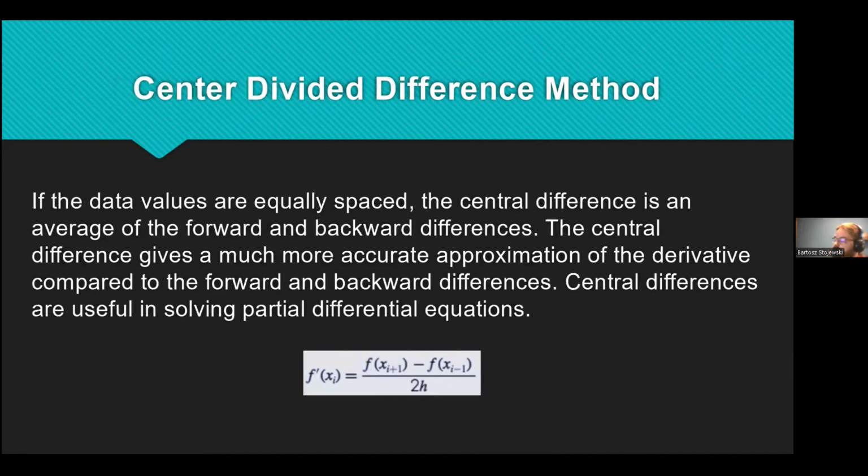If the data values are equally spaced, the central difference is an average of the forward and backward differences. It is clear that the central difference gives a much more accurate approximation of the derivative compared to the forward and backward differences. Central differences are useful in solving partial differential equations. If the data values are available in both the past and in the future, the numerical derivative should be approximated by the central difference.